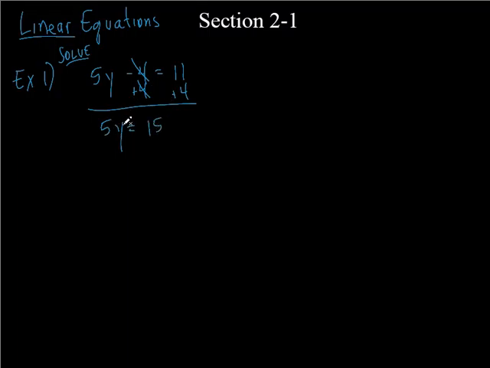Again, you're trying to get rid of the y. The only thing next to it is this 5, so you have to get rid of the 5. It's being multiplied, so you divide. Divide this side by 5. Cancel out. y equals 15 divided by 5, which is 3. Pretty simple, huh? All right, so let's do another example.